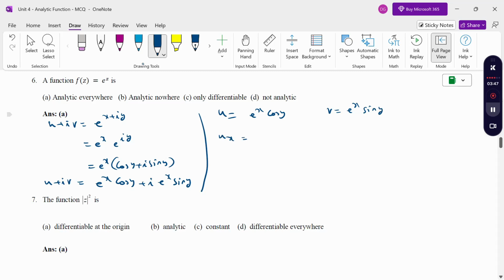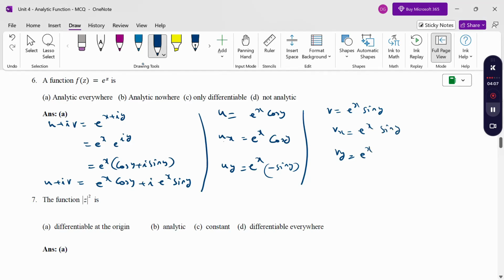Then differentiate ux, uy and then vx, vy. So ux means e power x differentiation, e power x cos y, cos y constant; uy means e power x constant, minus sin y. For vx, e power x, sin y constant; then e power x constant, sin y is cos y. Therefore ux equal to vy, uy equal to minus vx. Therefore the CR equation is satisfied. Then analytic everywhere, option A.